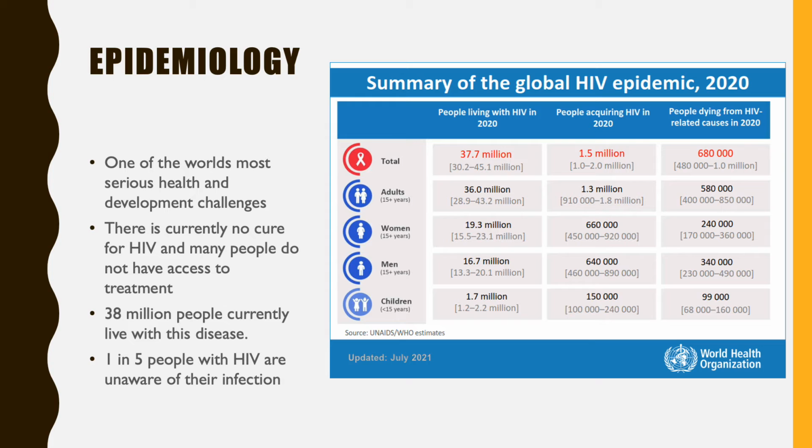Epidemiology of HIV. So this is one of the world's most serious health and developmental challenges. There is currently no cure for HIV, and many people do not have proper access to treatment. 38 million people currently live with this disease, and 1 in 5 people with HIV are unaware of their infection. We can see here from this 2020 data provided by the World Health Organization that even children under 15 can be diagnosed with HIV, and that number was 1.7 million just last year.